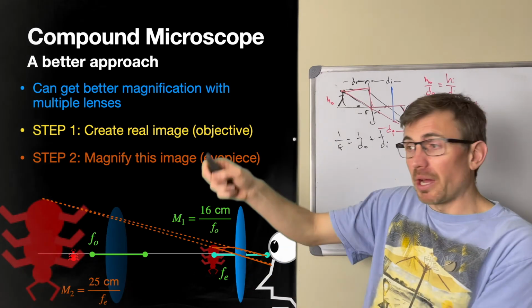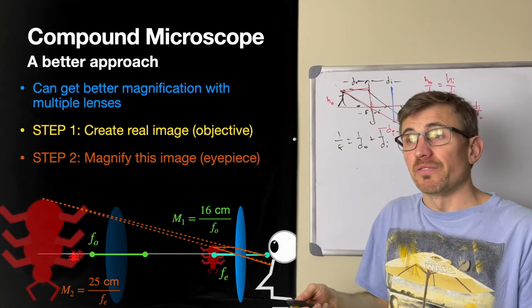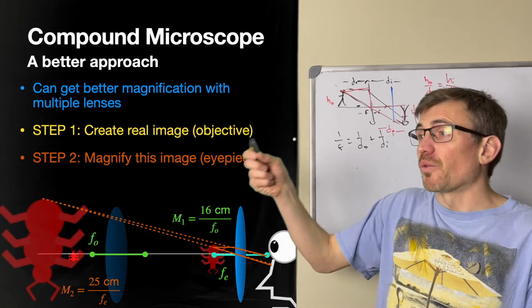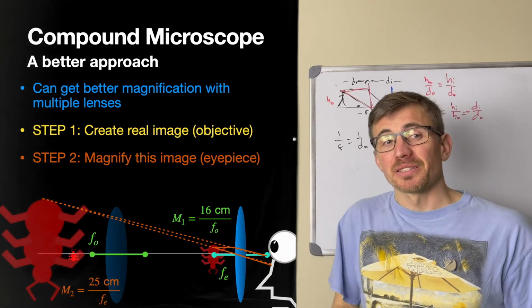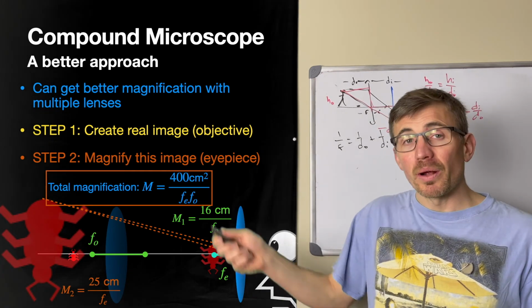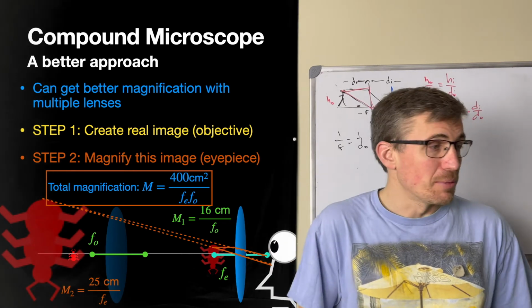So first we blow it up by a factor of 16 over the focal length of the lens, and then we blow it up by 25 over the focal length of the eyepiece, okay? We get a total magnification of 16 times 25, or 400 centimeters squared, divided by the product of the focal lengths.